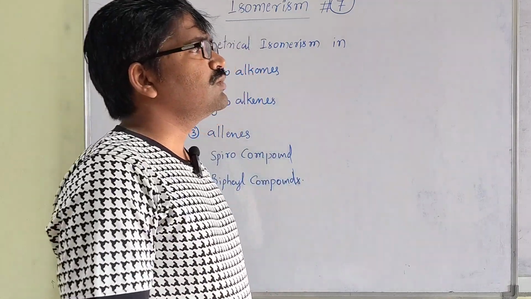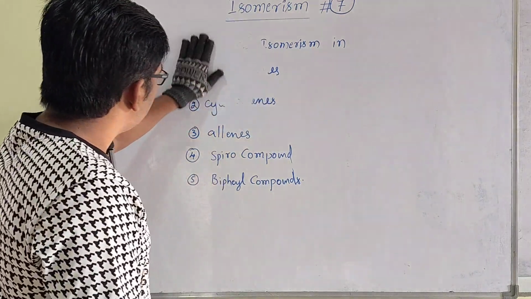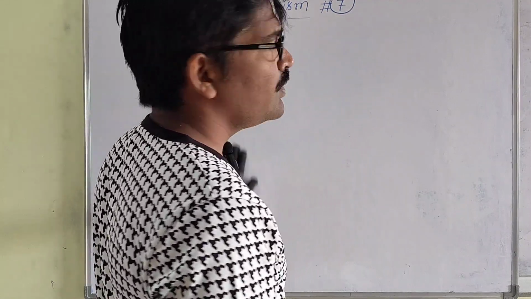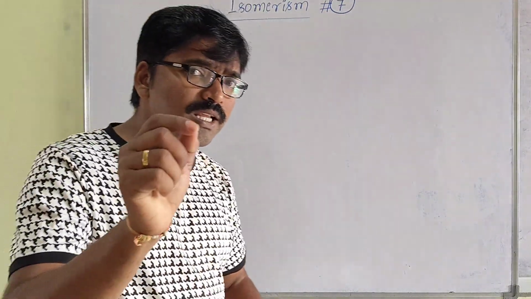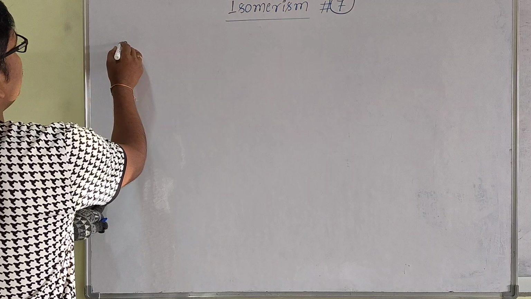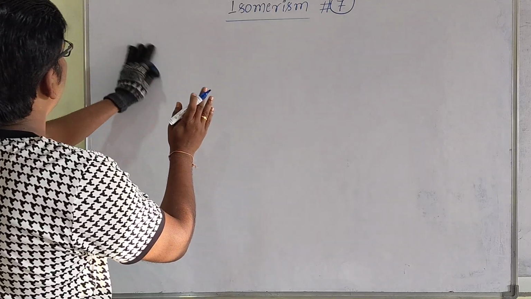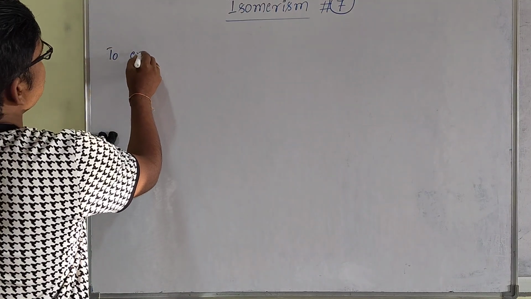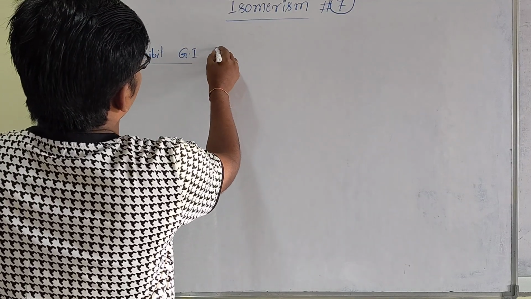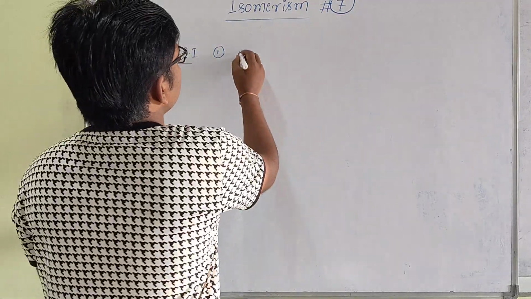First we are going to discuss geometrical isomerism in the cycloalkanes. We have to check whether it is exhibited or not. Before that, to exhibit geometrical isomerism, I told you certain conditions. Condition number one is restricted rotation, the main condition.